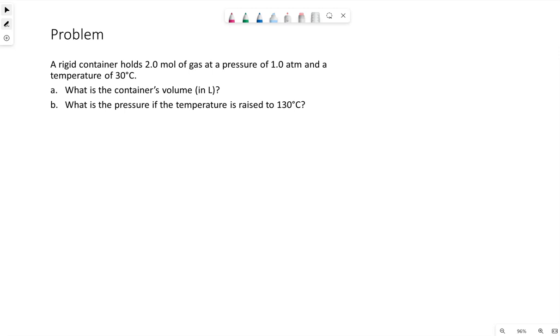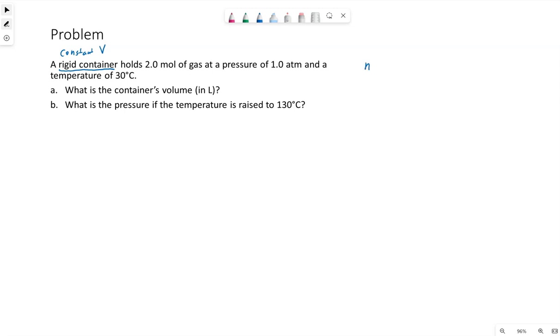Ideal gas law is always applicable, and we will end up for part B using a gas process relationship. So rigid container would mean any process that is going to happen is going to have a constant volume.